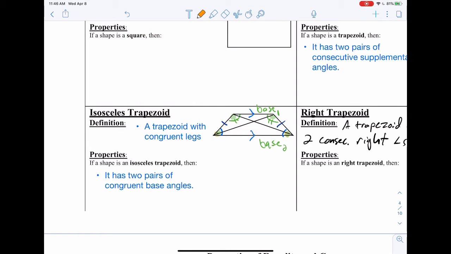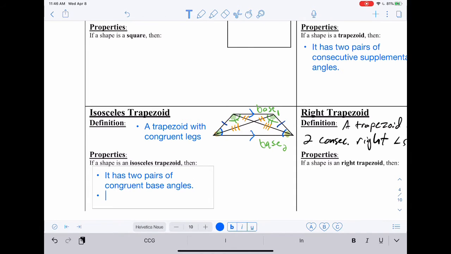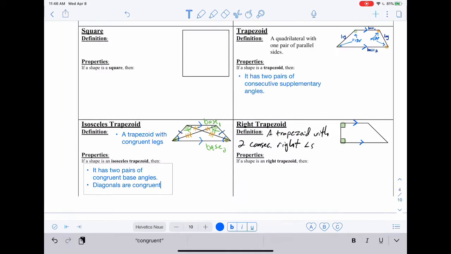So hopefully you were able to see that when they intersect, they create two pairs of congruent segments. And the diagonals themselves are congruent. So in our properties, we're going to write diagonals are congruent. And that's it for our trapezoids.